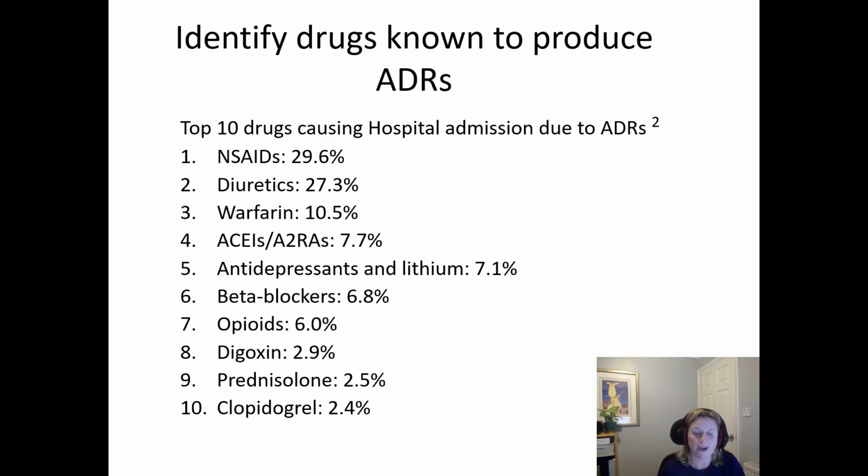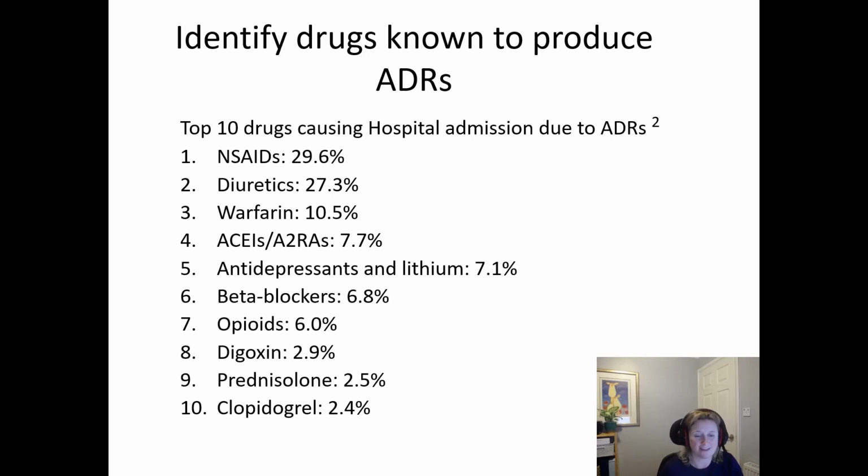Warfarin, we've mentioned already, is an anticoagulant, so increases the patient's risk of bleeding or bruising. ACE inhibitors or angiotensin II receptor antagonists can cause acute kidney injury. ACE inhibitors are associated with patients developing a cough. Antidepressants and lithium can cause various cardiac effects and electrolyte disturbances.